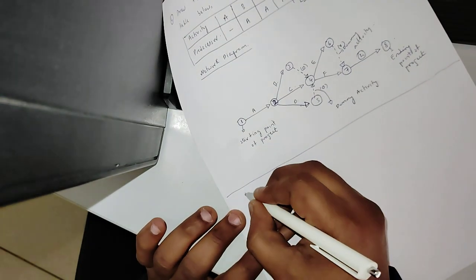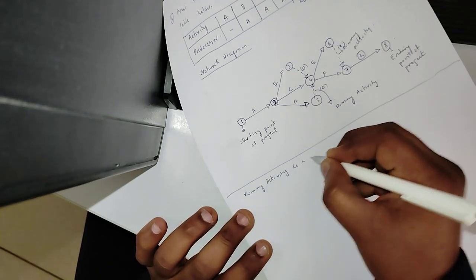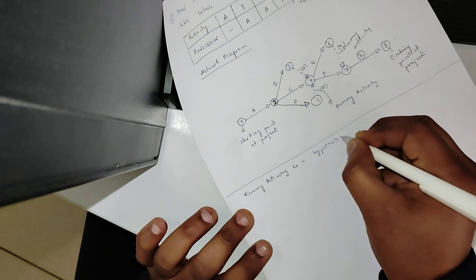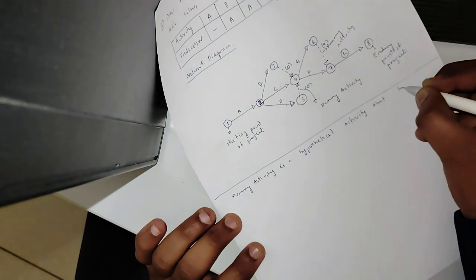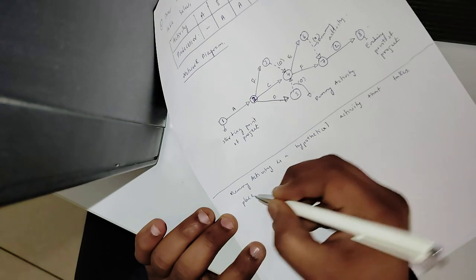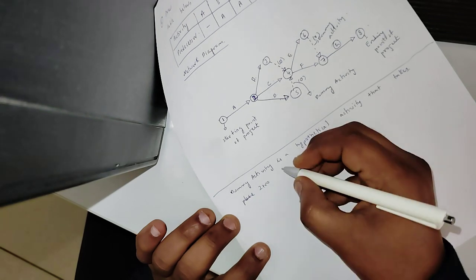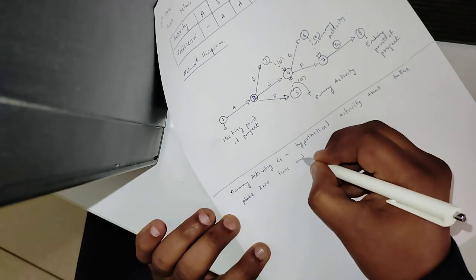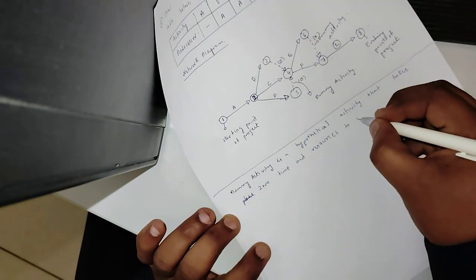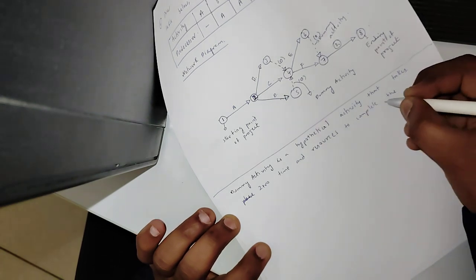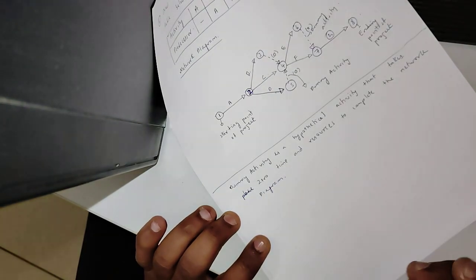Again I will write the definition here. A dummy activity is a hypothetical activity that takes zero time and resources to complete the network diagram. That is called a dummy activity.